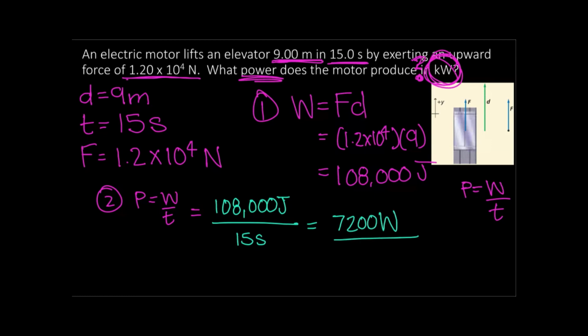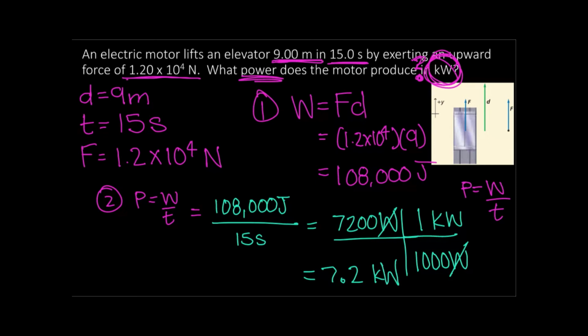And then we need to convert this to kilowatts because they told us they want it in kilowatts. So we have 1,000 watts in 1 kilowatt, so it's going to divide by 1,000. So we'd get 7.2. This is one math problem that I did not do in my head ahead of time. I think it's 7.2, but I'm going to make sure. I told you I'm bad at math. Okay, 7.2. And your power is going to be in kilowatts.